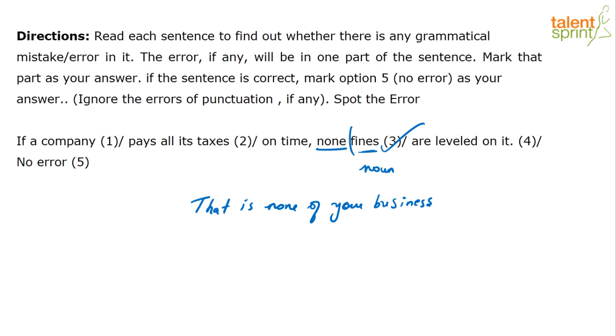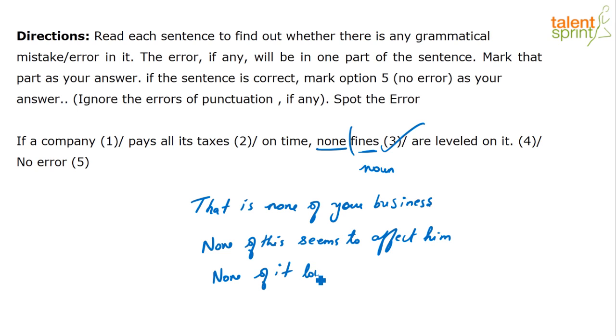Right? None of this seems to deter him or affect him. Maybe you went somewhere to the restaurant and you ordered some new dishes, but none of it you liked, or none of it looked edible. Okay? So if you look at it, mostly it will be followed by a preposition. None other than so and so walked in, right? So obviously it has to be option 3. You can't have a noun following none, and that's where the error is.